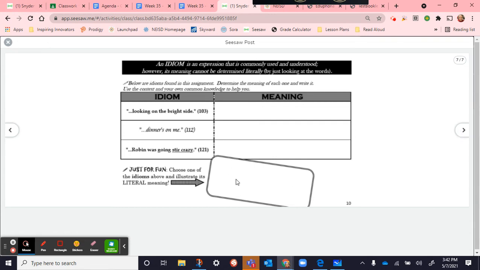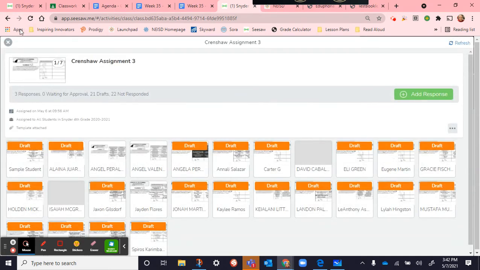And so these are fun to draw. So if you say dinner's on me, you could draw pancakes on your head, or spaghetti and meatballs on your lap, or whatever. So dinner's on me, looking on the bright side, and then Robin going stir crazy. So you can choose one of those to add in.